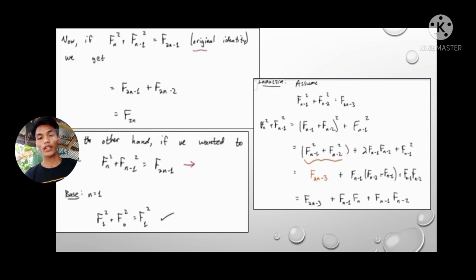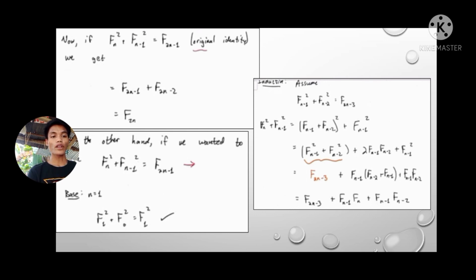we get the base case: if n is equal to 1, f sub 1 to the power of 2 plus f sub 0 to the power of 2 is equal to f sub 1, and it is correct. So in the inductive case, let's assume that f sub n minus 1 to the power of 2 plus f sub n minus 2 to the power of 2 is equal to f sub 2n minus 3.